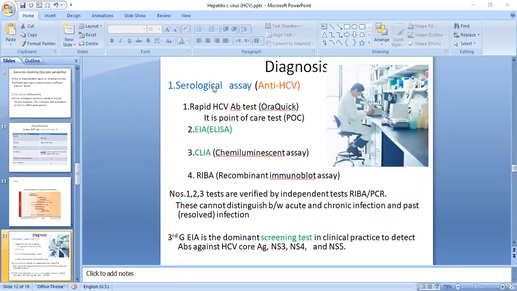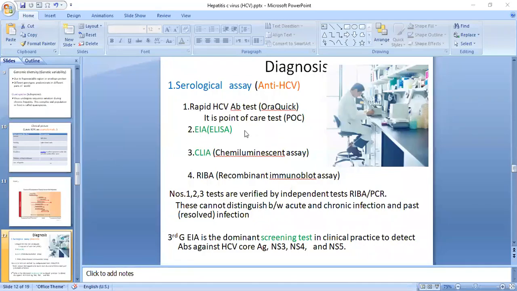The anti-HCV antibodies are also determined in the saliva. So this test is known as the oral test for HCV. And this is a bedside test. This is a point of care test. So this is rapidly determined. And the other method is the enzyme immunoassay.